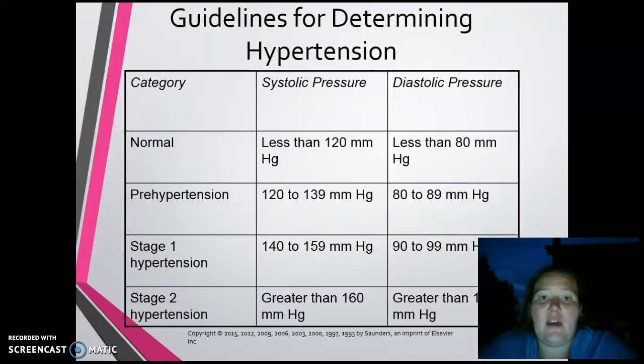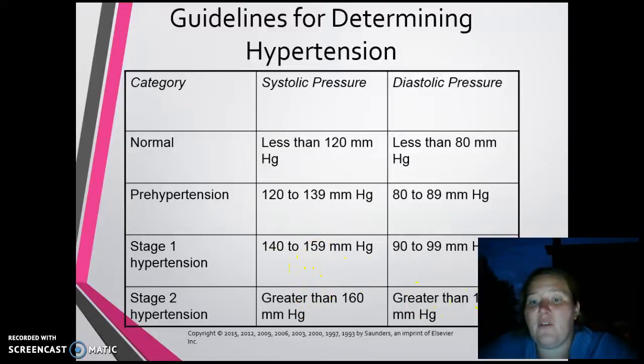So here you go, you've got guidelines for determining. So right now they're still saying that less than 120 and less than 80 is normal. But pre-hypertension, notice if you are 120 to 80, it's called pre-hypertension. These are going to be numbers that you're definitely going to need to know, okay? So make sure you circle and highlight. You need to know the different types: the normal, the pre-hypertension, stage 1 hypertension, stage 2 hypertension, okay?